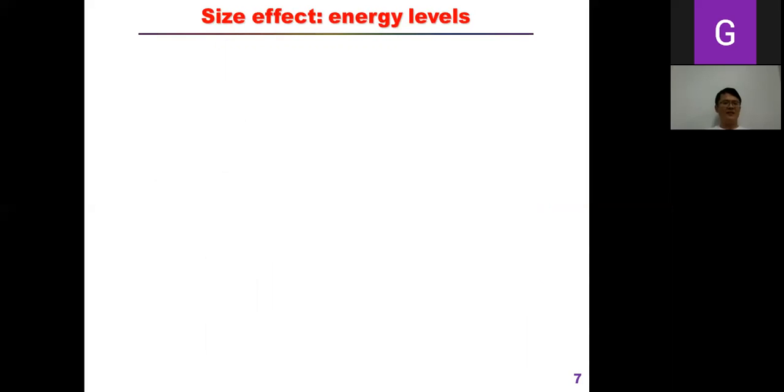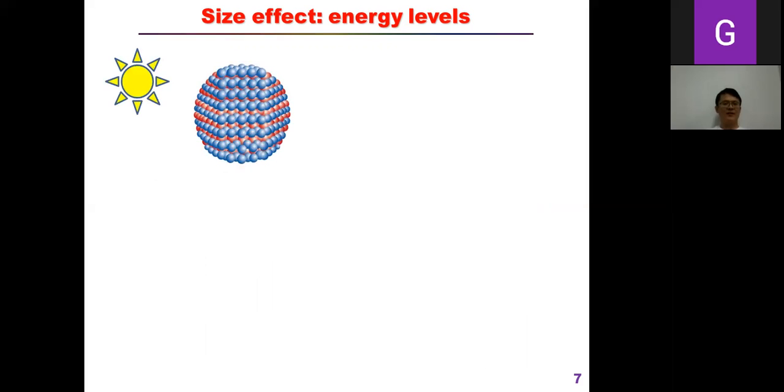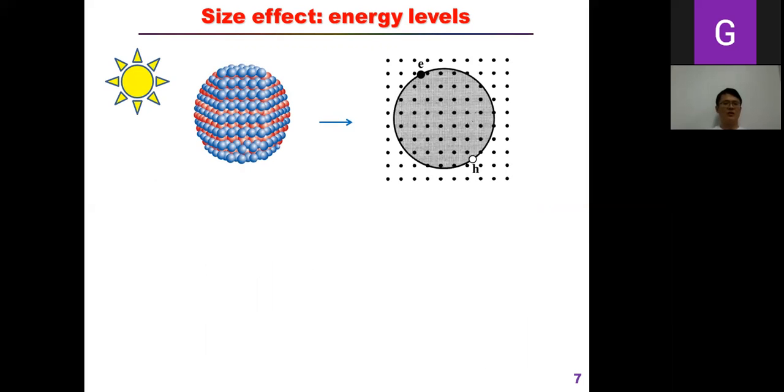Another important size effect of nanoparticles is energy levels. When light illuminates a nanoparticle, it may create electron and hole pairs in the nanoparticle. The electron-hole pair, also called an exciton, has a larger radius that encompasses many atoms, and they can move throughout the crystal lattice. The distance between an electron and a hole within an exciton is called the Bohr radius.